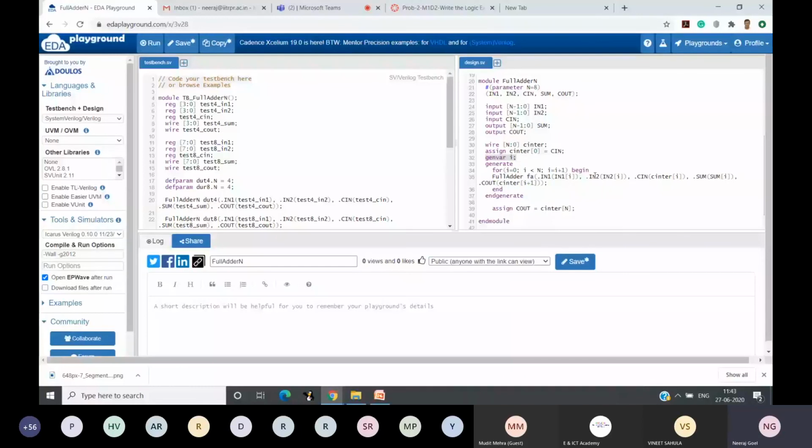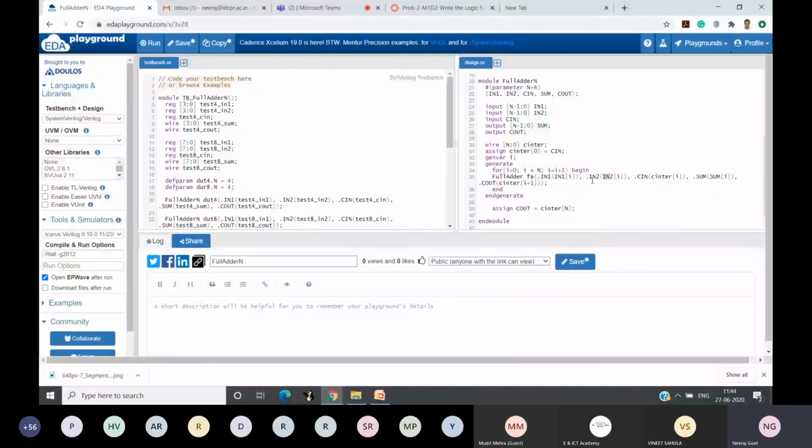So full adder FA, I can say that input 1 is connected to the ith wire of input 1, and similarly IN2 is connected to the ith input. You see this IN2 is the IN2 of my full adder, which is a single bit, and this IN2 is in the current scope, which is an n-bit IN2. So I'm saying the ith bit of this IN2 is connected to IN2 of my full adder.